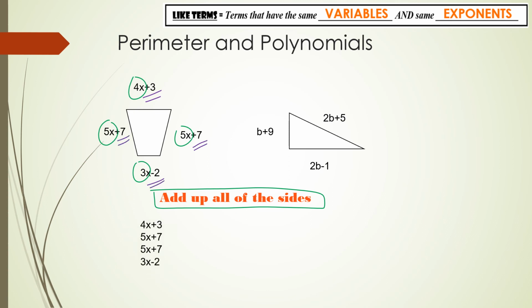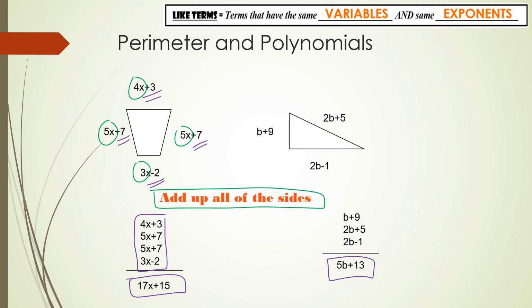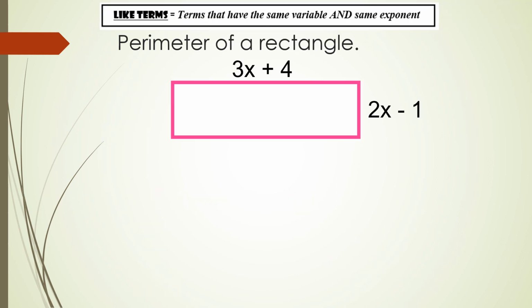Another strategy you could use is just to take each expression. So notice they're kind of rewritten down here, and just stack them together, lining up with the like terms. And then for some of you, that might just make more sense to add up down the line and get 17x plus 15. Same idea with the triangle. Again, you could stack them and then add them up, and we end up with 5b plus 13. I want you to pause the video and try this one. Find the perimeter of the rectangle, and then check your work.